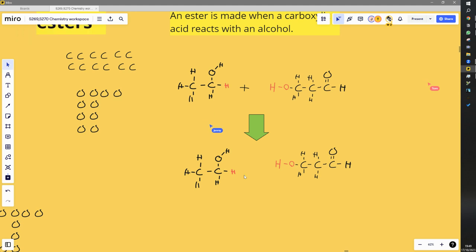As I said, the hydrogen breaks off and the OH breaks off. Oh, I wanted to move it off like that. And then they form a water molecule.